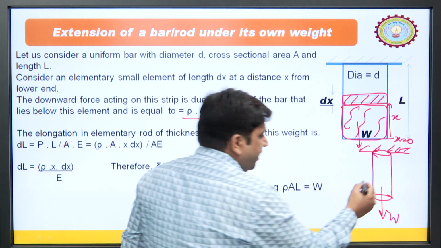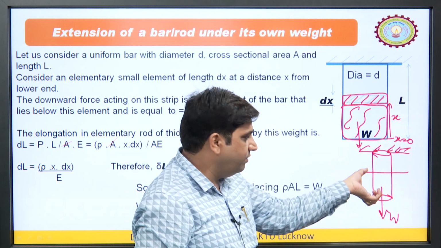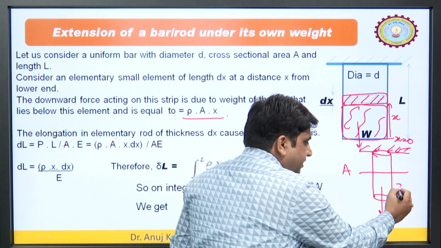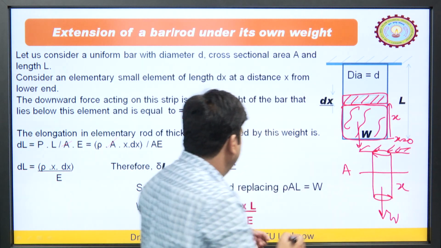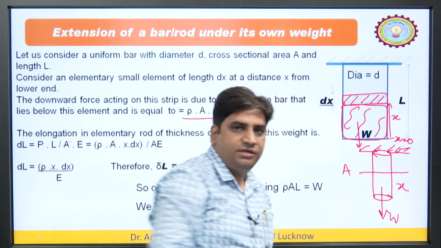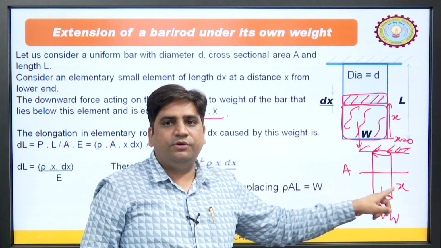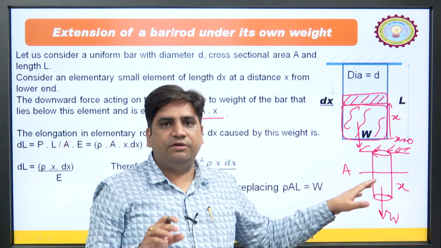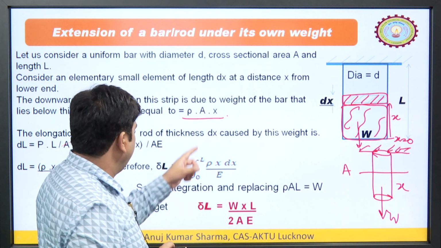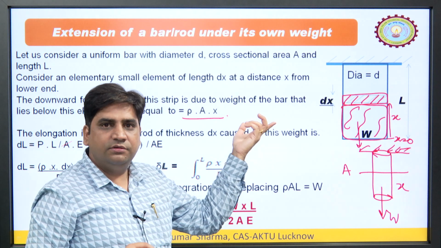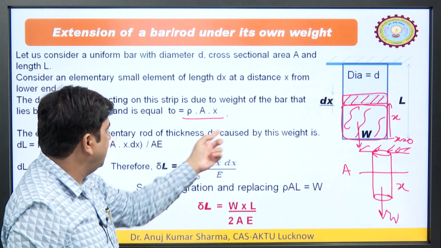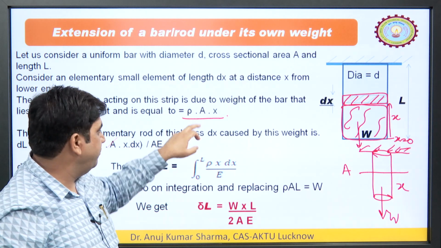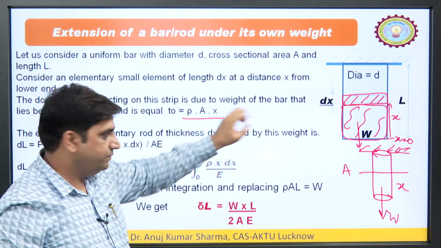If we cut here, it will behave like a cylinder whose area of cross section is A and length is x, and rho is the density. So, the volume of this rod would be area into length, multiplied by density, that will be the mass, and if we multiply it by g, it will give you the weight. Or if rho is not the density but the specific weight, then it would be equal to this, in Newton.